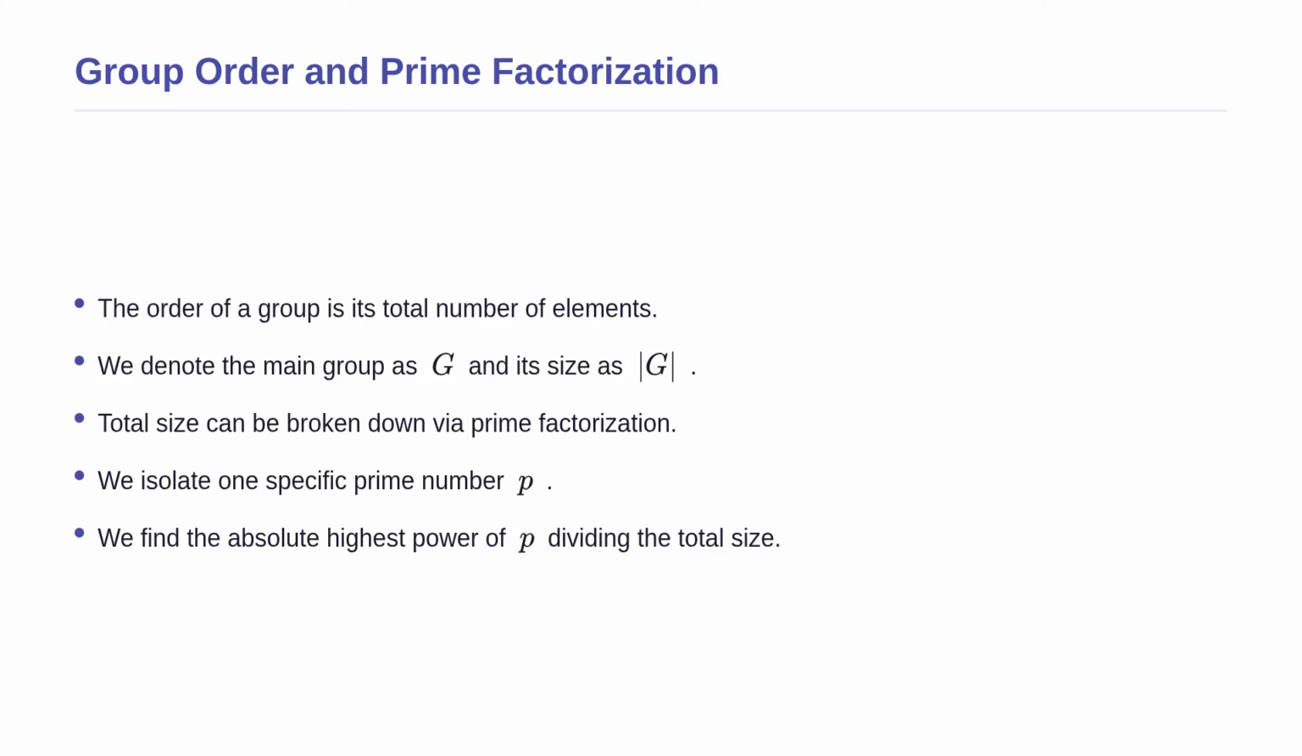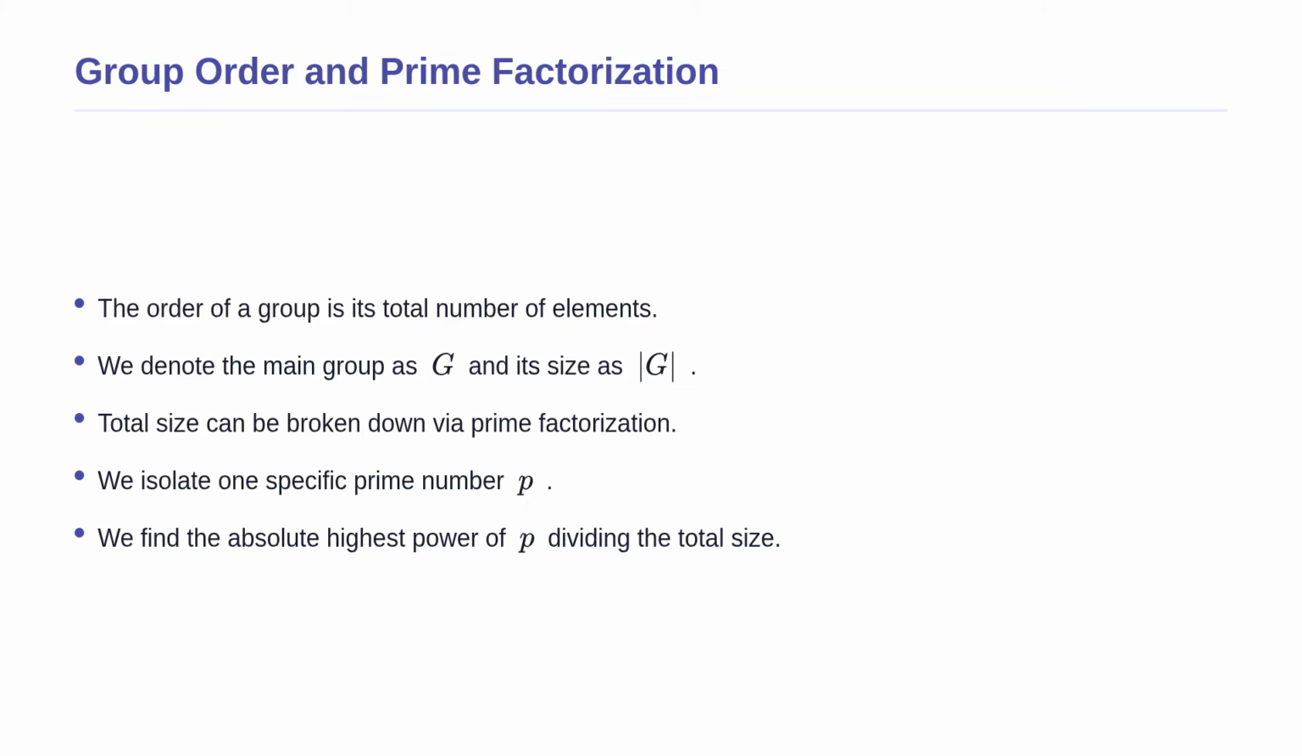To understand this concept formally, we first need to look at the order of a group. Why does the order matter? Because the order of a group is simply the total number of elements or items contained inside it, and it dictates the group's entire structure. Let us call the main group G, and its total size is denoted by the absolute value symbol around G. According to the fundamental theorem of arithmetic, we can break this total size down into a multiplication of prime numbers, which is called prime factorization.